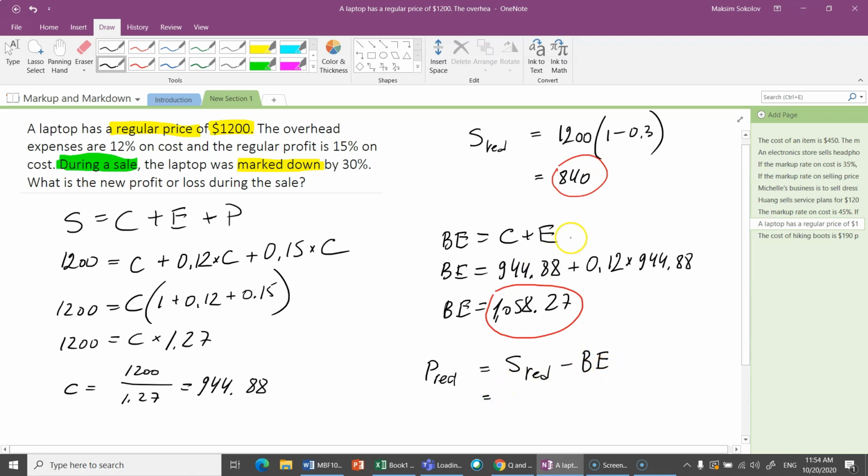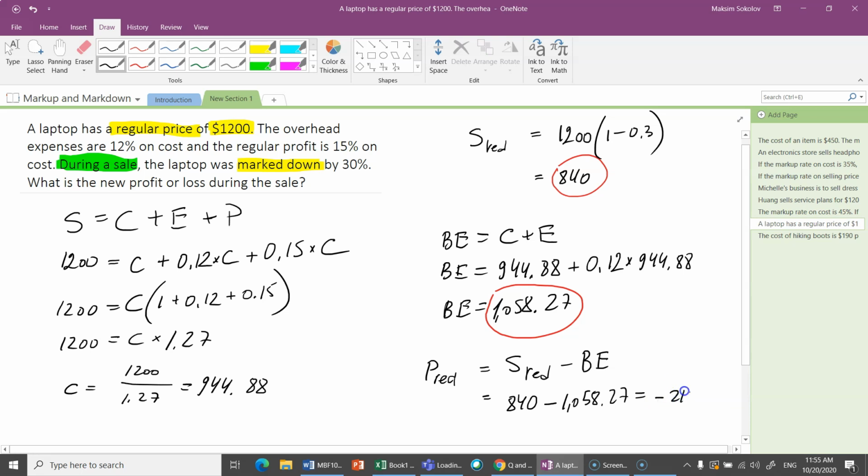I think this is pretty much a straightforward idea: you take that reduced selling price, the price you have on sale, and you compare with that break-even price, which involves cost and expense. Now, this reduced selling price was already found, it is $840, and break-even price is $1,058.27. We already know that because that break-even price is higher than the reduced selling price, during the sale, the laptop will be in the loss. So the profit will be in the loss, so it will be loss. Let's compute that.